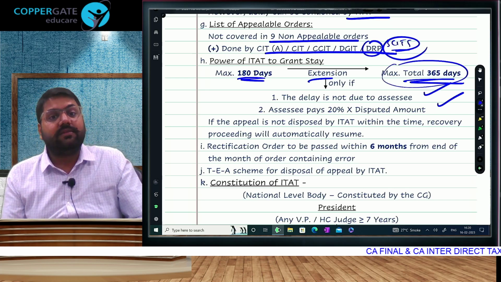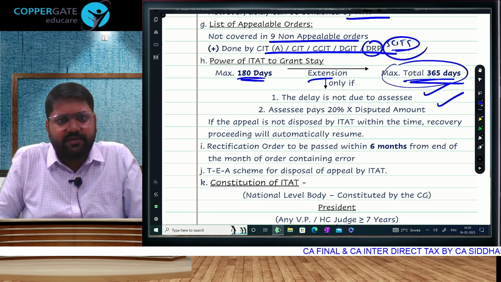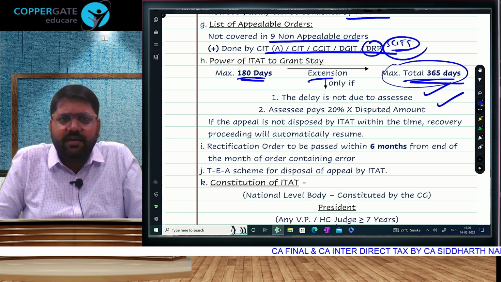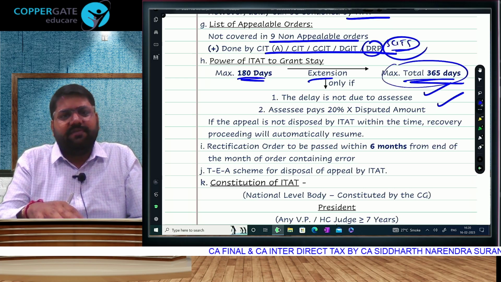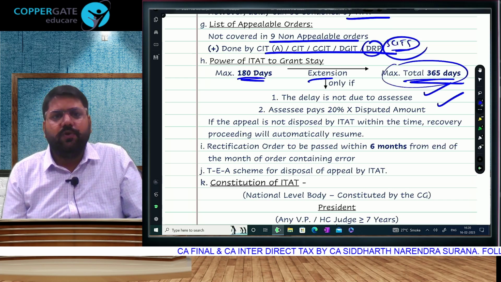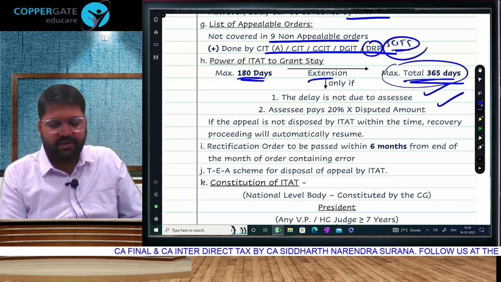Surprisingly, for May 23 and November 23, the Institute has not released any new study material. Like hashtag thug life. They have not made the material yet. But a supplementary paper is given. Okay, these are the new changes. You learn. You have your tax professor, no? So you learn. He will teach you everything. I don't have to do anything.